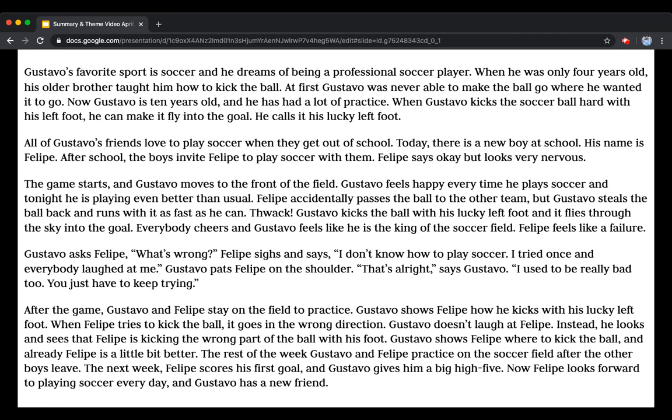The rest of the week, Gustavo and Felipe practice on the soccer field after the other boys leave. The next week, Felipe scores his first goal, and Gustavo gives him a big high five. Now Felipe looks forward to playing soccer every day, and Gustavo has a new friend.